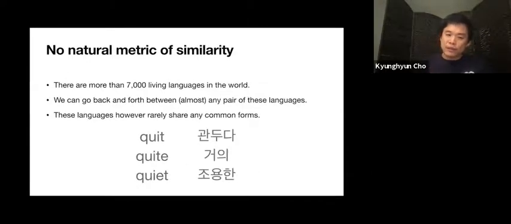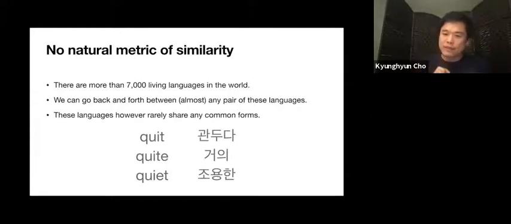And the lack of a natural metric of similarity is even more severe if we consider the fact that there are more than 7,000 living languages in the world. And interestingly, among all these thousands of living languages, we can almost always go back and forth between any pair of languages. What that means is that most of these languages are complete. However, when you look at how these languages express different meanings in sentences, words, or whatnot, we notice that these languages seldom share any common forms.